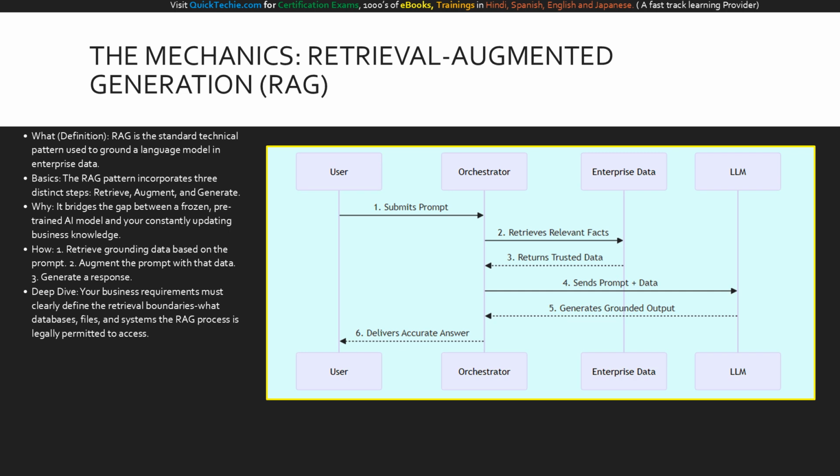This sequence diagram maps the exact second-by-second execution of a RAG-based grounding process. Notice how the orchestrator sits in the middle. When the user submits a prompt, the orchestrator does not immediately ask the AI for an answer. Instead, Step 2 shows it querying your enterprise data. Only after the trusted data is returned in Step 3 does the orchestrator bundle it with the user's prompt and send it to the large language model in Step 4. Your business requirements dictate exactly how secure and fast Step 2 and 3 need to be. Understanding this flow is essential for scoping your project.